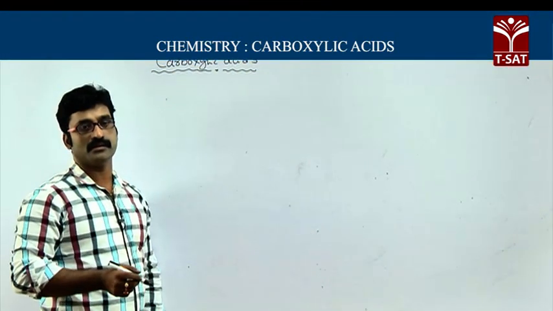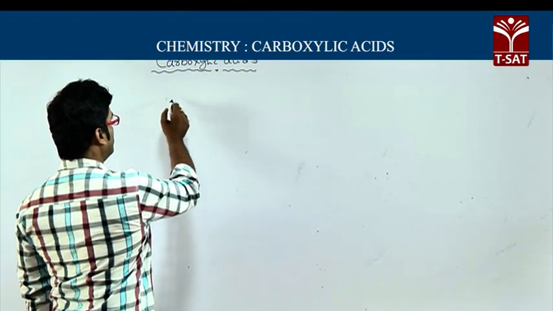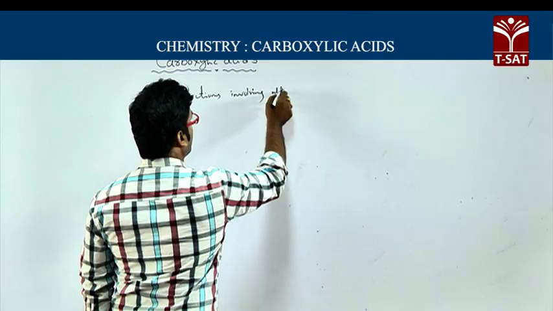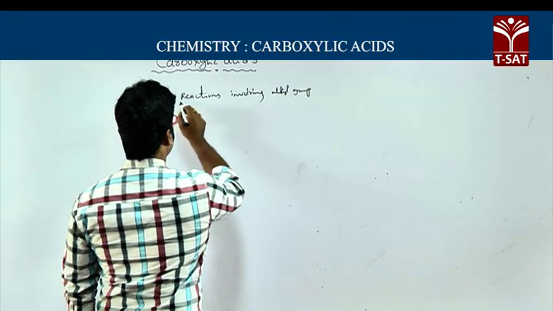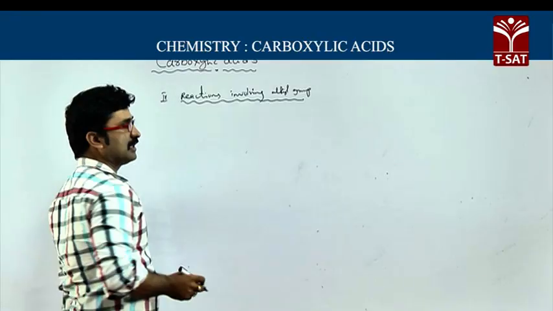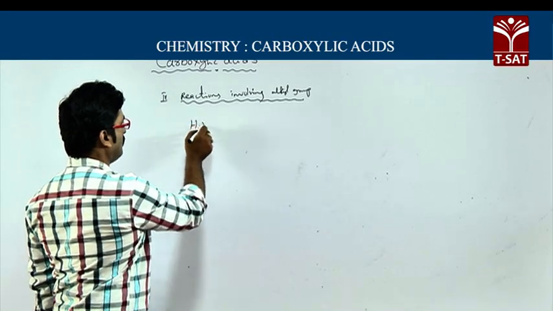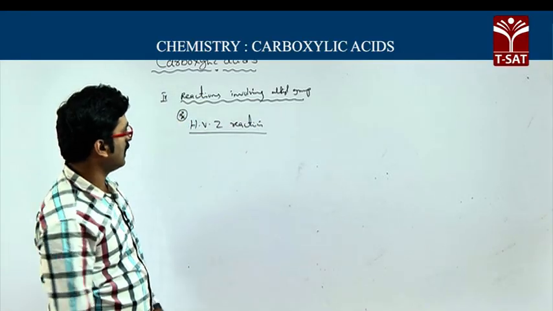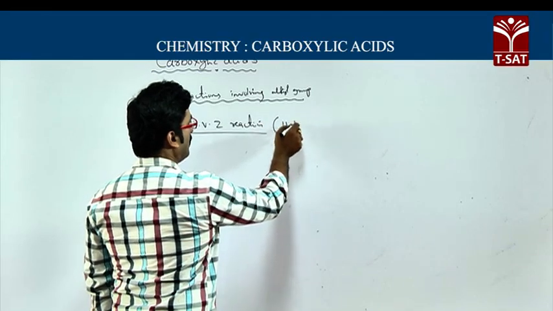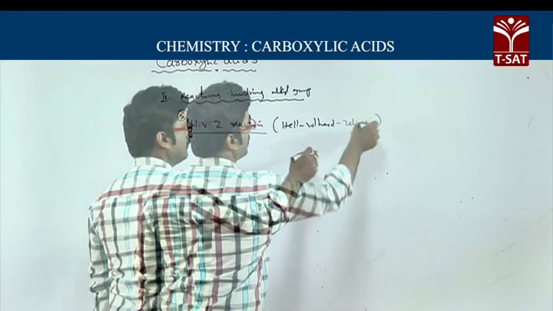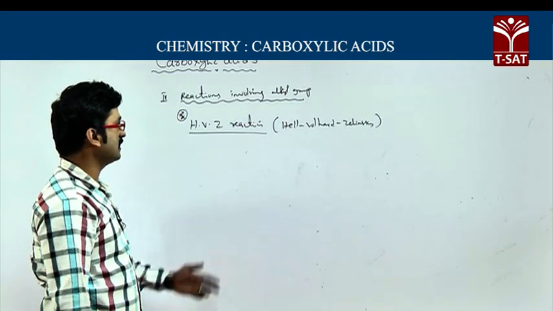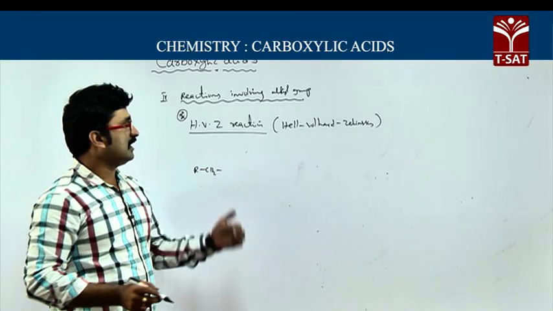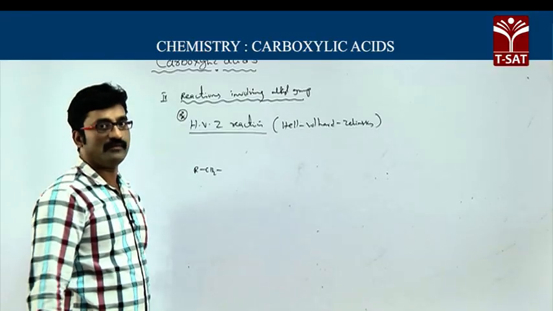Now we will go for the reactions which involve the alkyl group of carboxylic acid. Reactions, fourth type, involving the alkyl group. Here a very important reaction is there, the HVZ reaction. This is very important. The HVZ reaction, known as the Hell-Volhard-Zelinsky reaction. In this, this reaction is given only by the carboxylic acids which contain at least one alpha hydrogen.